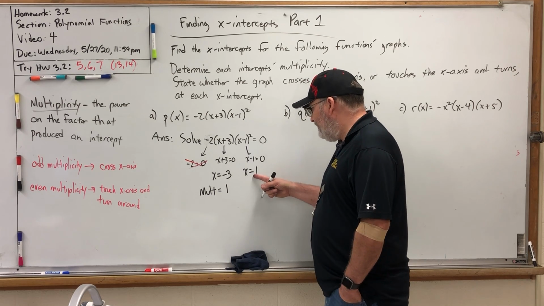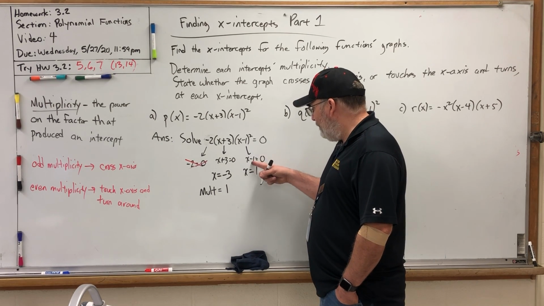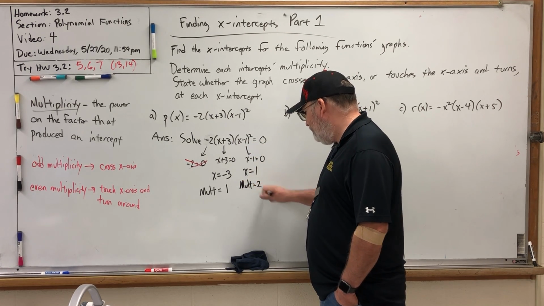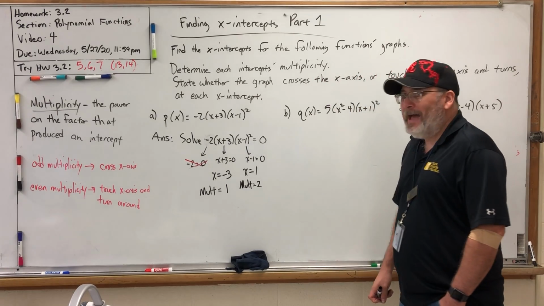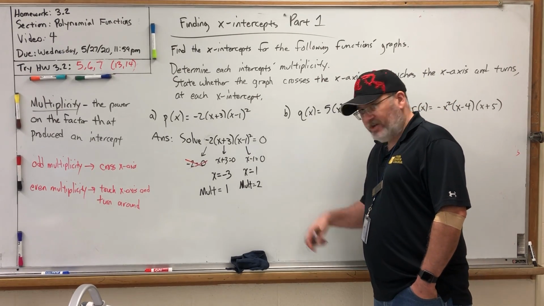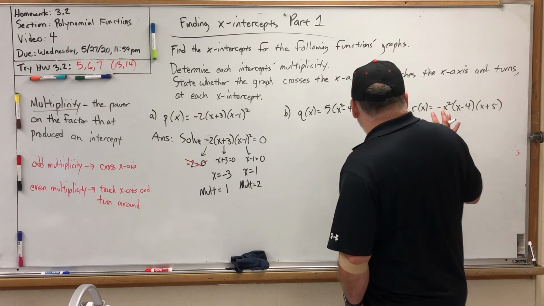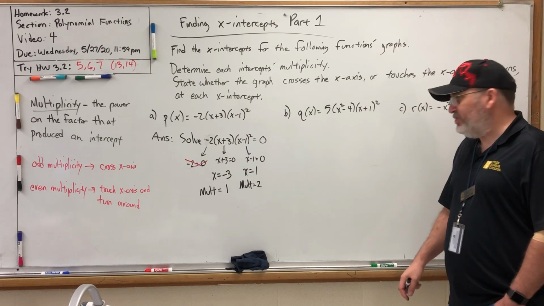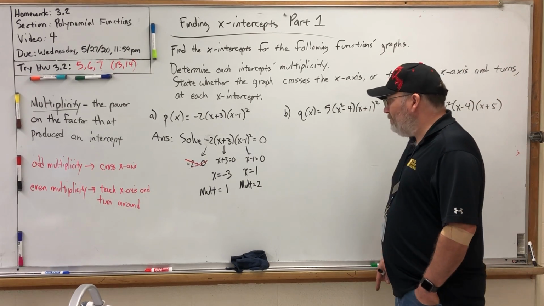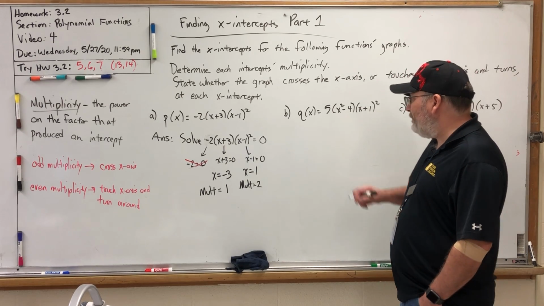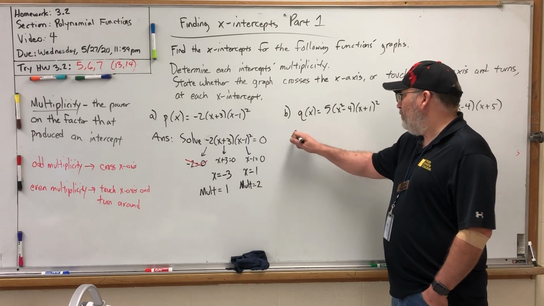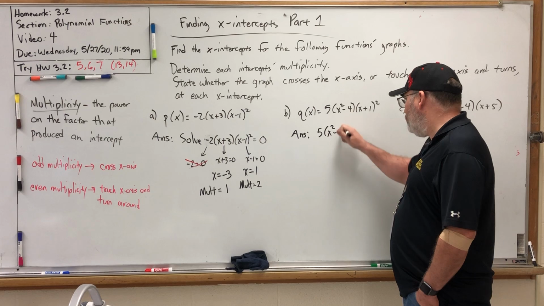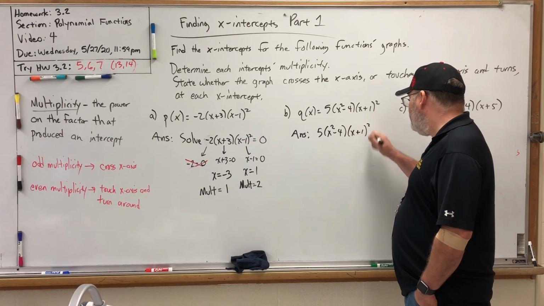What's the multiplicity of this x-intercept? Well, it came from this factor, and the power on the factor was 2. So the multiplicity here was 2. So again, the multiplicity is simply the power that was on the factor that gave you this x-intercept. Let's go ahead and find all the zeros and their multiplicities, and then we'll talk about crossing the x-axis versus touching and turning. Now sometimes the x-intercepts are easy to spot, sometimes you have to work a little bit harder. For example, on part B, we have to solve this equal to 0: 5 times (x squared minus 4 times x plus 1) squared is equal to 0.